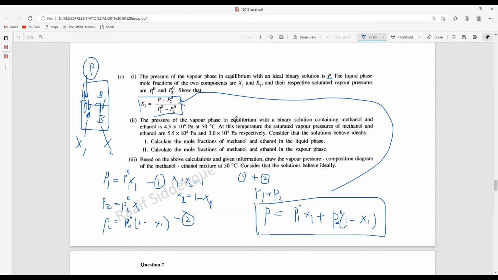The pressure of the vapor phase in equilibrium with a binary solution containing methanol and ethanol is given as 4.5 into 10 to the power 4 Pascal at 50 degrees. At this temperature, the saturated vapor pressures of methanol and ethanol are 5.5 and 3.0. Consider that the solution behaves ideally. So this is a binary ideal solution. Calculate the mole fractions of methanol and ethanol in the liquid phase and calculate the mole fractions of methanol and ethanol in the vapor phase. Okay, so we will do this calculation on the board.